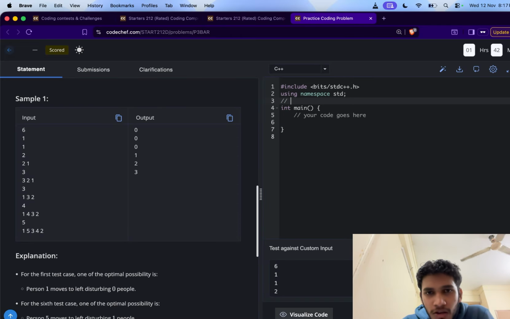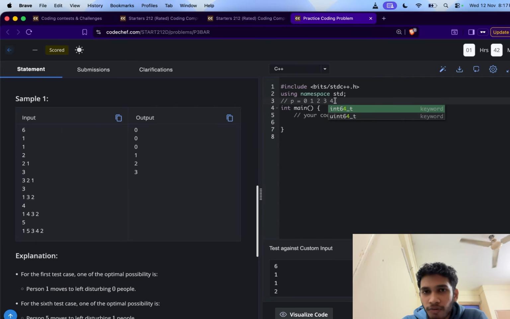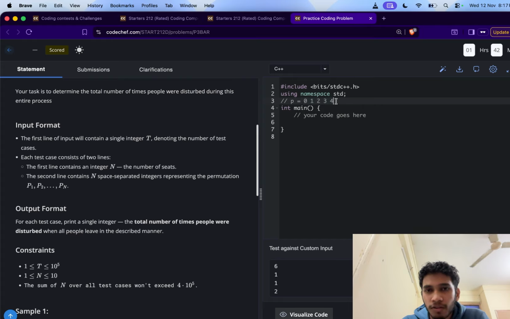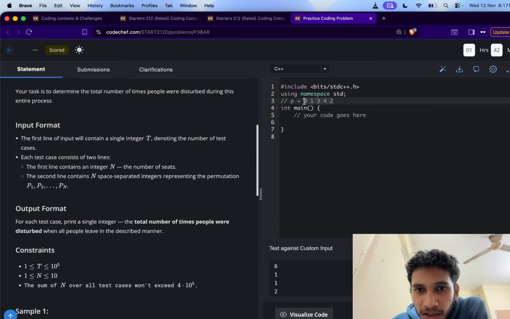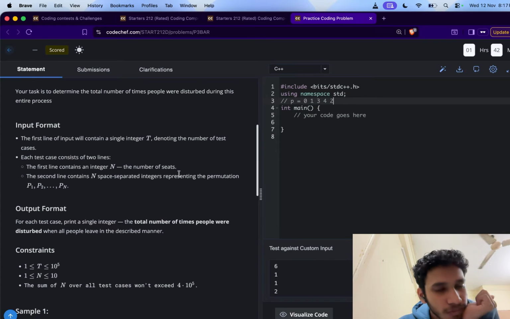As far as I understood the question, we are given a permutation. A permutation is an array where every element is unique, and it consists of numbers from 0 to n minus 1. If it's a permutation of size 5, it will contain all the numbers between 0 and 4, in any order. This is a permutation, and similarly this is a permutation. The arrangement can be different, but all the elements are unique and between 0 and 4.